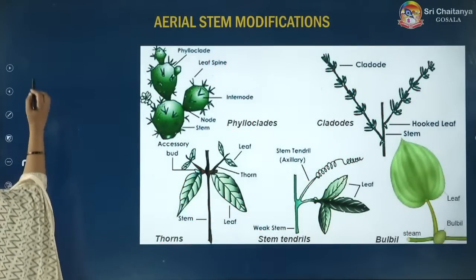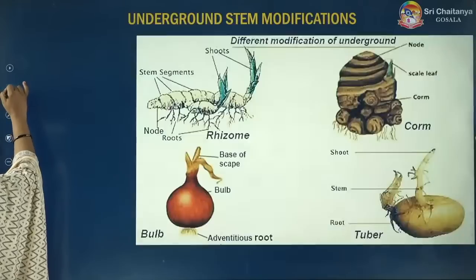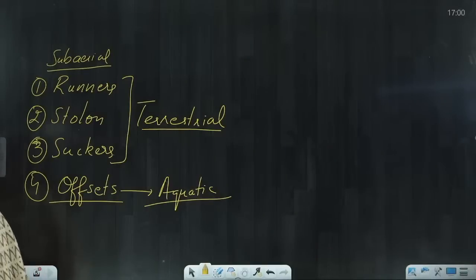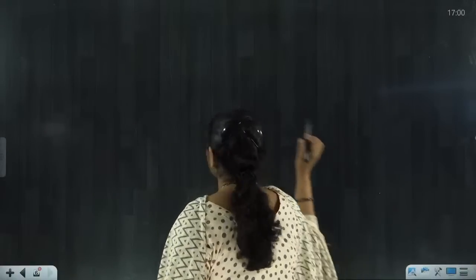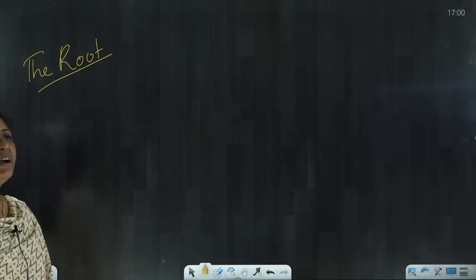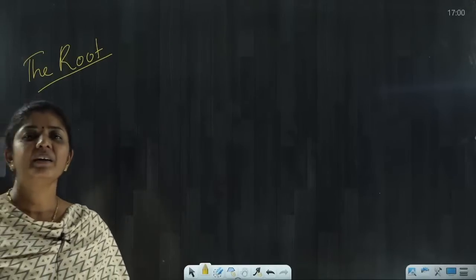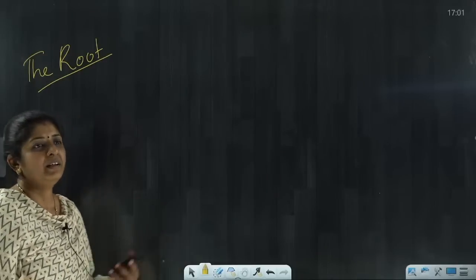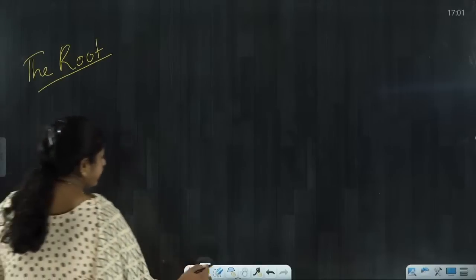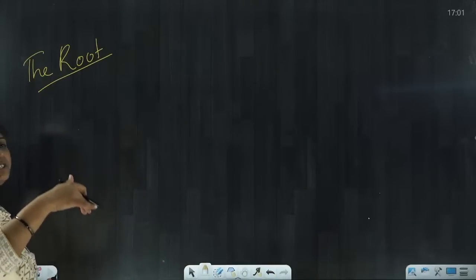What is the next part here? We will not go on the leaf right now. Let me go on the topic of the roots, right? Okay. Now what is the root here? Next organ, the root. Will it be a vegetative part or the reproductive part? Roots, vegetative or reproductive part? It will be the vegetative part. Are you getting that? It is coming under vegetative morphology.